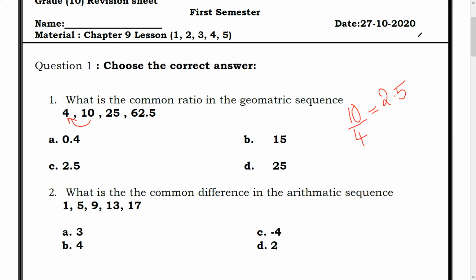So 10 over 4 equals 2.5. Is it right? Yes. So, where's the answer? So it will be C.